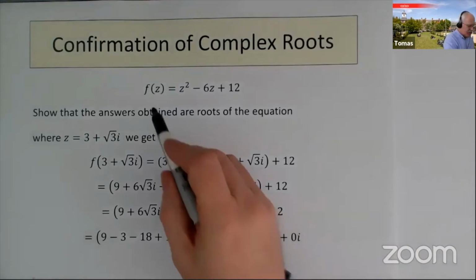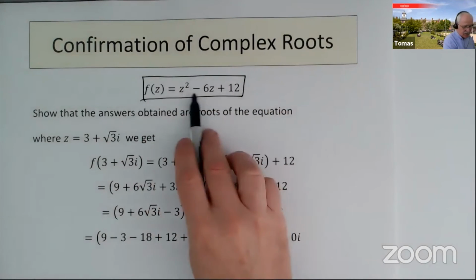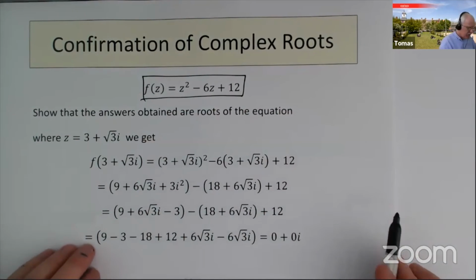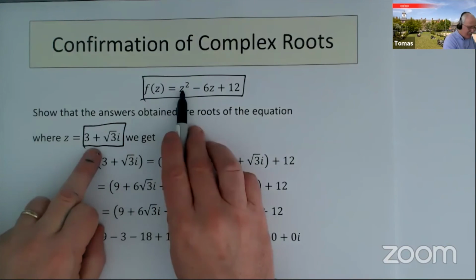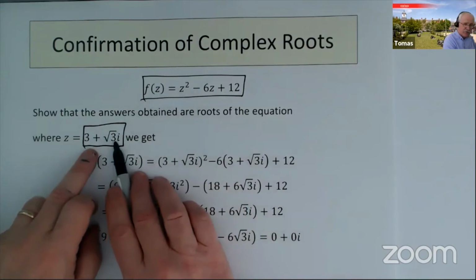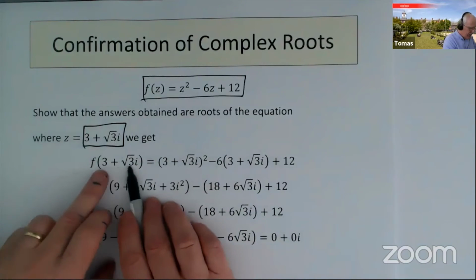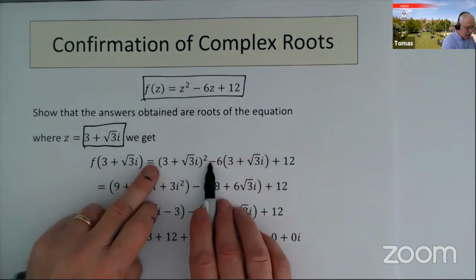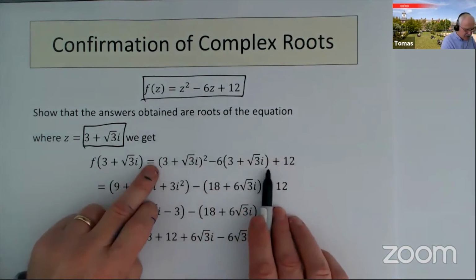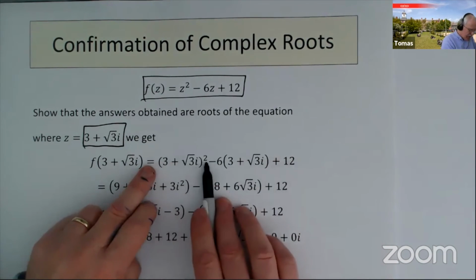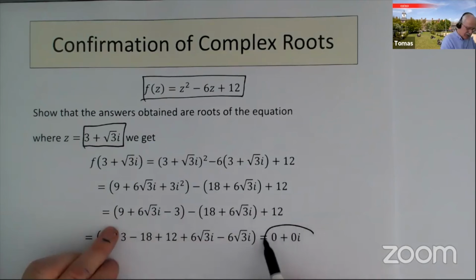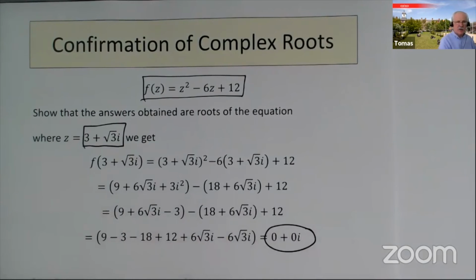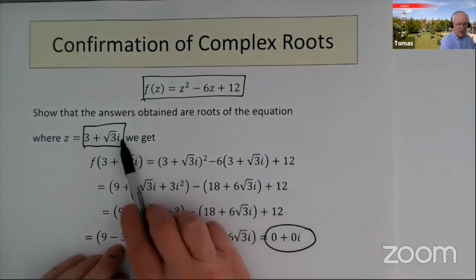Well, with complex numbers, if that's the quadratic complex equation, and we plug in the root, which we think is 3 plus root 3i, and everywhere we see z we put in 3 plus root 3i, we get f of this is 3 plus root 3i squared minus 6 times this plus this. So we multiply that out, get them all together, and see what happens? 0 plus 0i. Just as we would have got for the real ones, it would have been 0. It's showing it is a root.